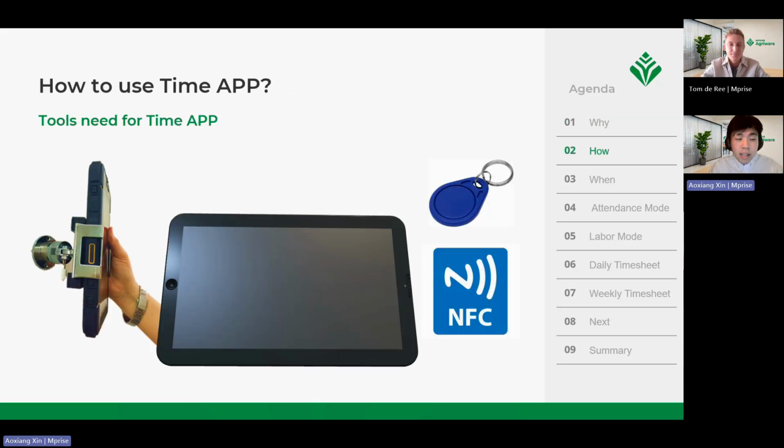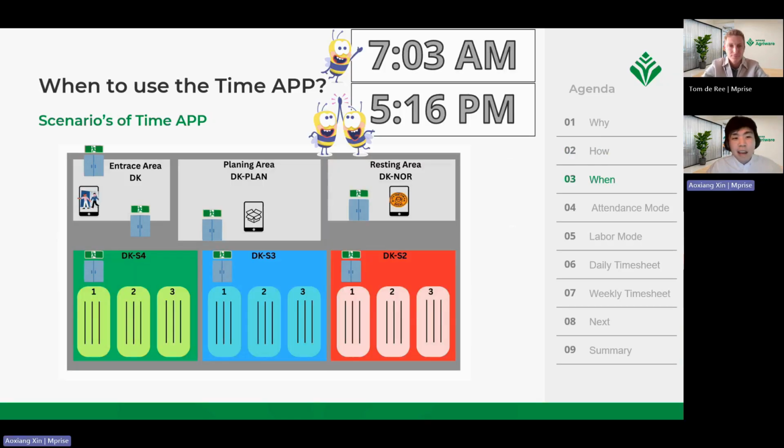Okay, let's have a look at what we need to use the time app. First of all, we need a tablet, and the tablet can be hung on the wall in each section, or depending on choices, you can also give each staff member a tablet or mobile device. And we also need a tag, which is related to the person, which is called a resource in Agriware. And finally, we need an NFC reader to be able to read the tag, which maps the information from the app to the PC.